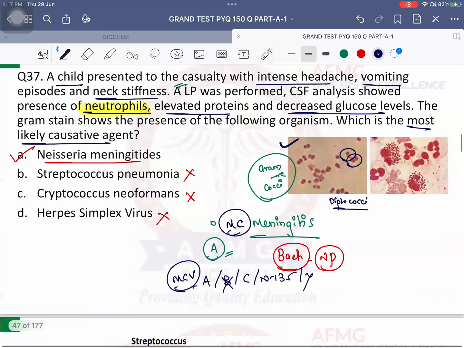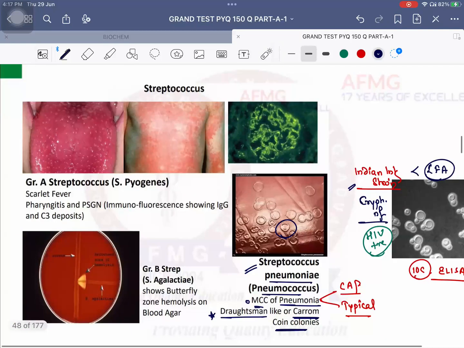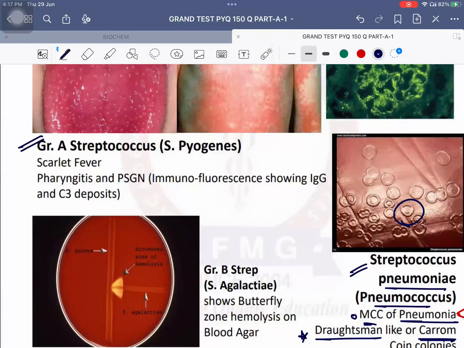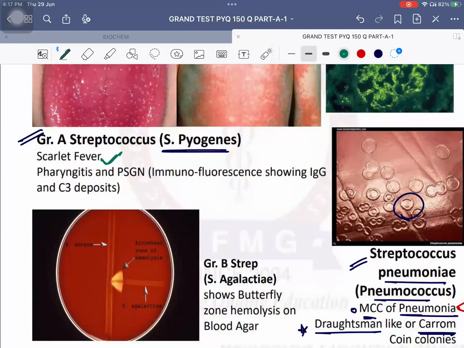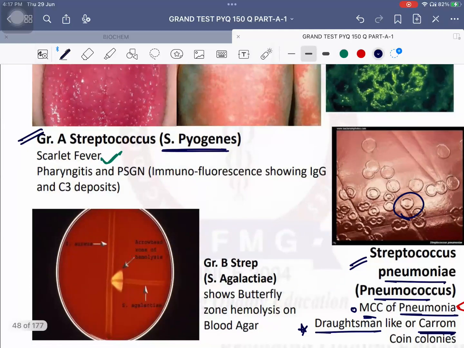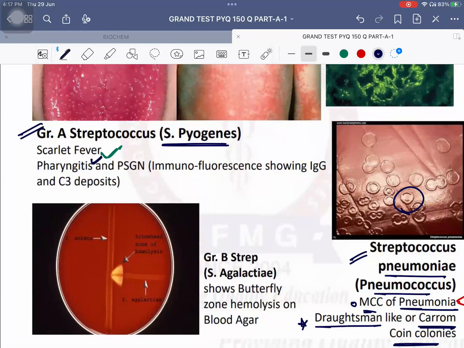Streptococcus. I hope all of you are quite aware. Group A Streptococcus is also known as Group A beta hemolytic Streptococci, also known as Streptococcus pyogenes. That is a known cause of scarlet fever. Which tongue? Strawberry tongue. Also seen in Kawasaki disease. It is also known cause of tonsillitis or pharyngitis. It is also known cause of PSGN, also IgA nephropathy.